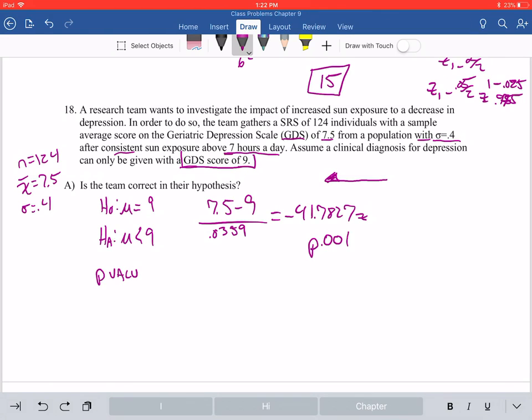So p-value is going to equal 0.001, and we're going to reject the null hypothesis.